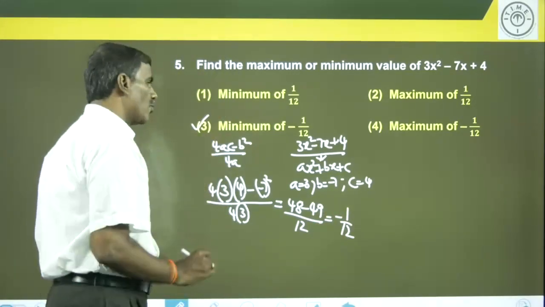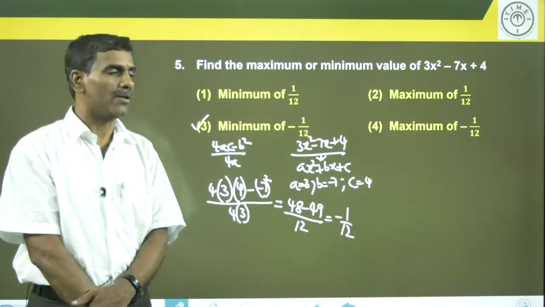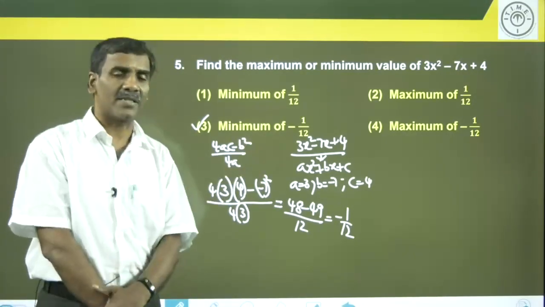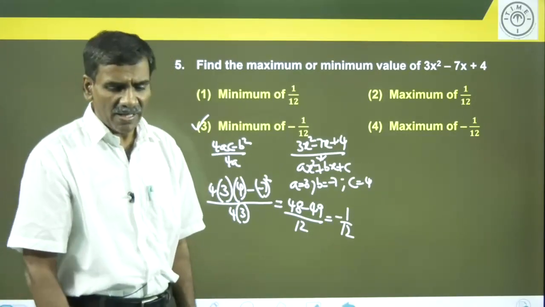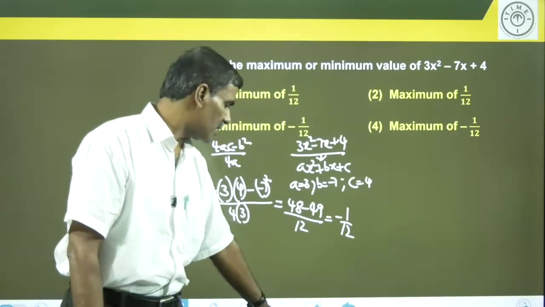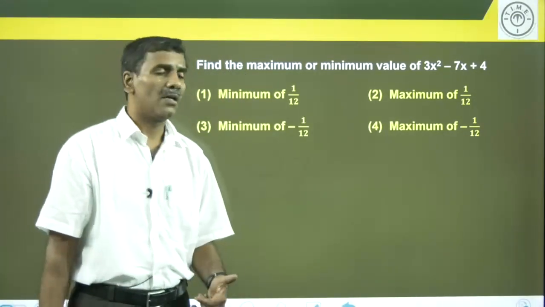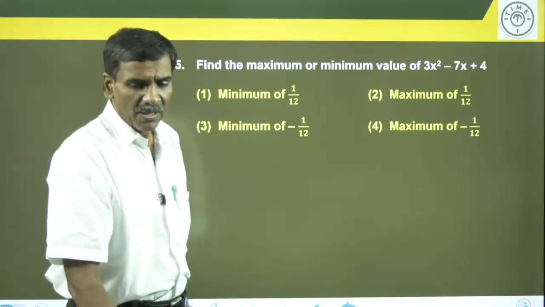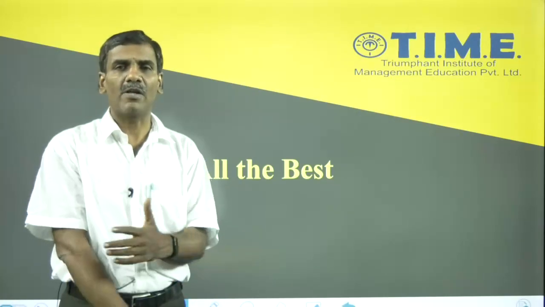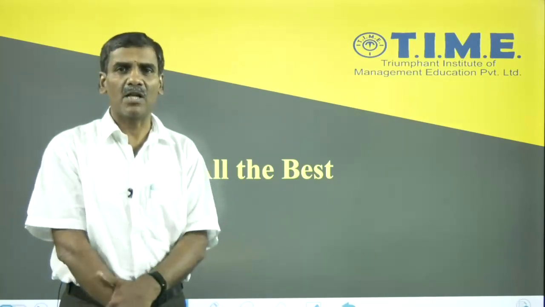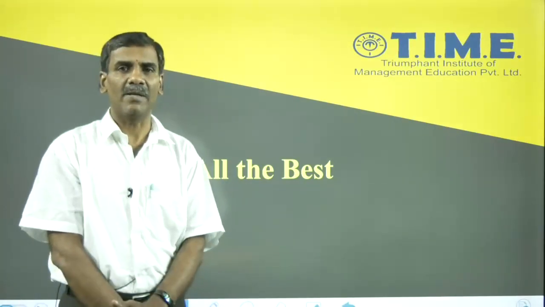And we know as the coefficient of x square term is positive, it should have a minimum value. So answer for this question should be choice 3, minimum of minus 1 by 12. So in that way, we can expect questions based on quadratic equations, and they may be majorly dealing with framing a quadratic equation or solving a quadratic equation, finding the nature of the roots, or sometimes mainly focusing on quadratic expressions, right?